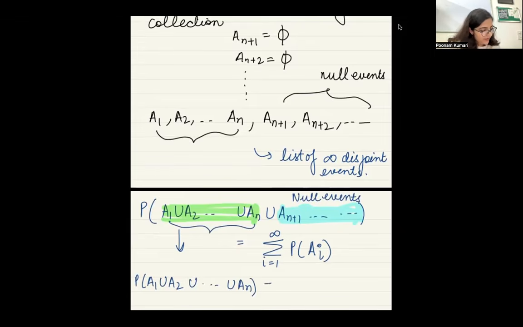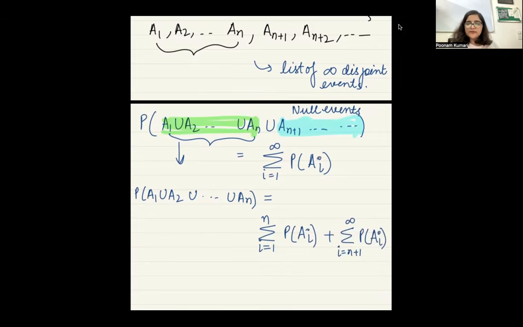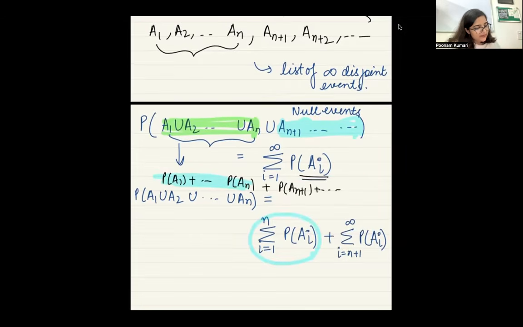And then how can you write it? I will first sum i going from 1 to n of probability of Ai, and then add all these other events. So that is probability of A1 plus A2 plus up to probability of An, plus probability of An plus 1, and so on. Basically, I summed this part separately, i going from 1 to n, and this part separately, i going from n plus 1 to infinity, right?